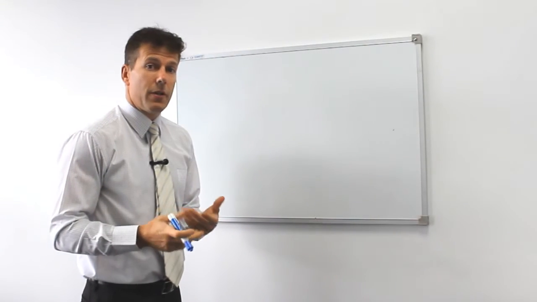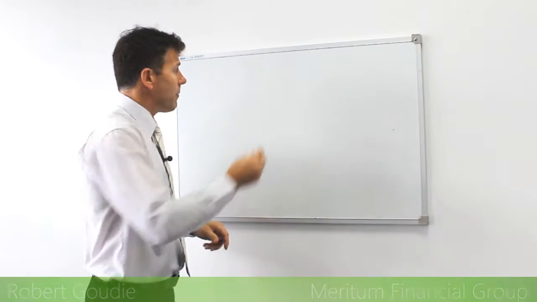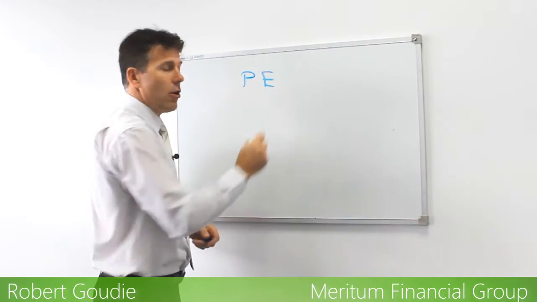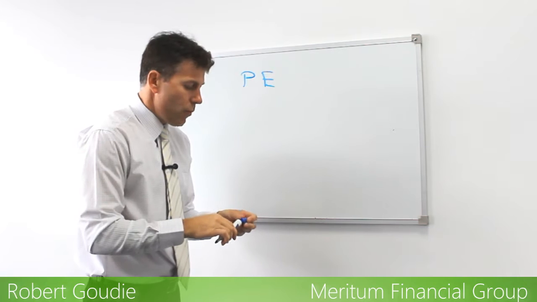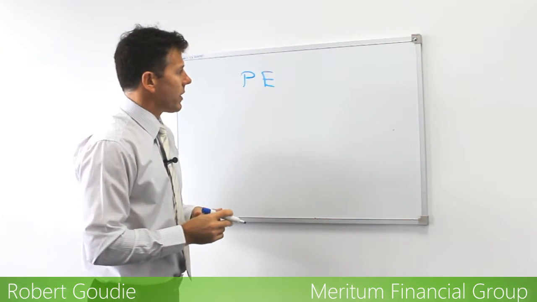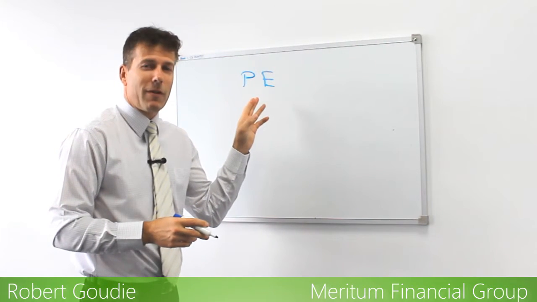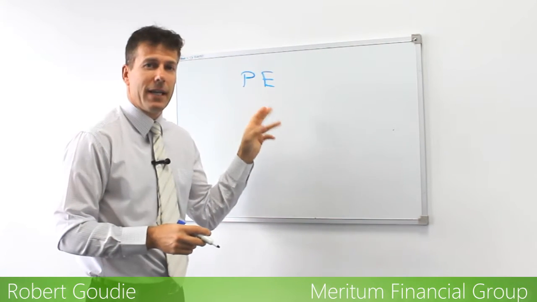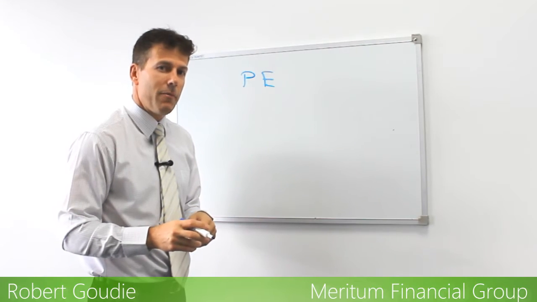Yeah, it's a very good question. The price to earnings ratio, or often described as the PE of a stock, is one valuation method that's used to value a company on the stock exchange. So, very quick video just to explain exactly what the PE ratio, the price to earnings ratio, means.